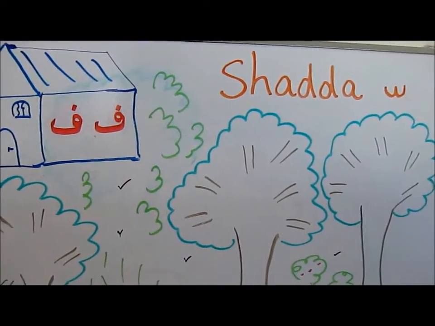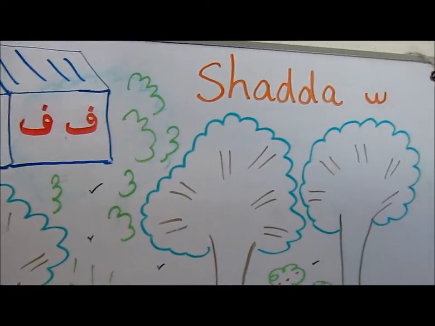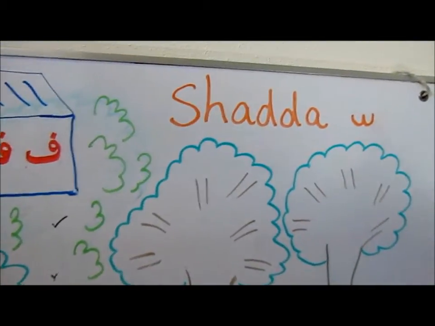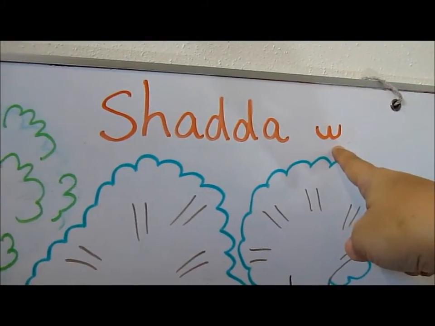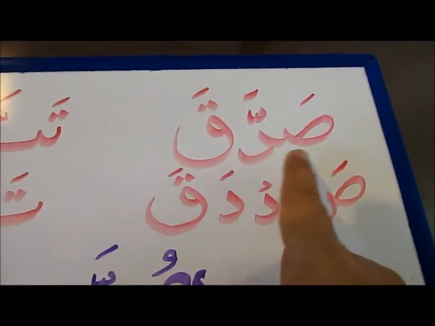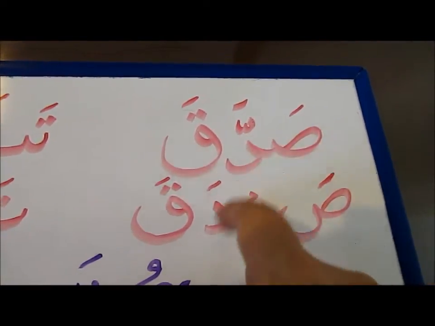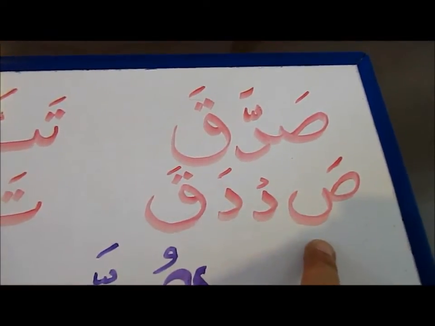Today we are going to talk about the story of Shadda. What exactly is Shadda? It's this sign that comes on top of the letter. And why does it do so? Here is a word, صدق. As you can see, that has that same Shadda here. If we break it up, this is what it looks like.